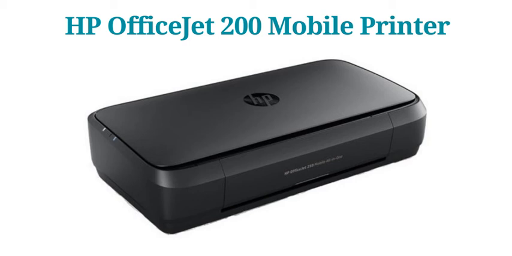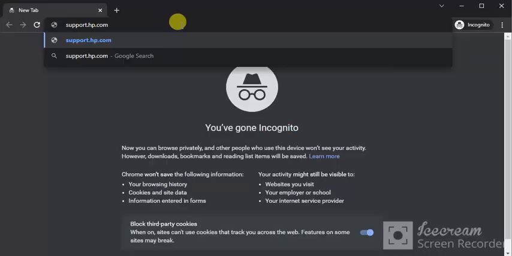How to fix scan issues in HP OfficeJet 200 mobile printer. Open any web browser in your device and search for this website, which is support.hp.com, and just press the enter key.